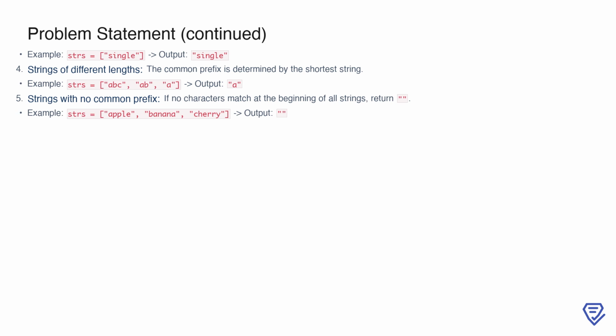In situations where all strings in the array are identical, the longest common prefix is simply the string itself. For instance, if the input is hello, hello, hello, the output is hello. If the array contains only one string, such as single, the output is that string. When strings have different lengths, the prefix is determined by the shortest string. For example, with a, ab, abc, the output is a. Lastly, if there is no common prefix at all, such as in the case of apple, banana, cherry, the result is an empty string. These scenarios emphasize the importance of handling edge cases carefully while solving this problem.